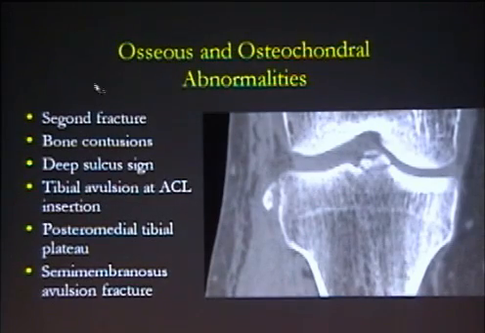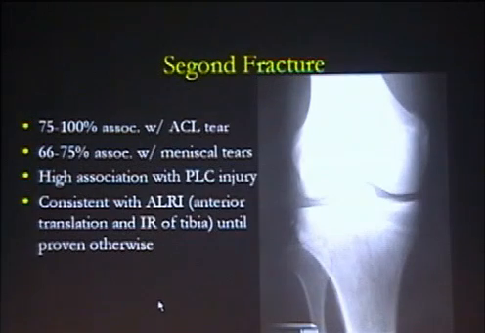All right, these injuries are more interesting, and I think are also more important to recognize when you're suspecting or you know you have an ACL injury. Segond fractures, an excellent radiographic clue to the presence of ACL injury. Bone contusions, the deep sulcus sign. Tibial avulsion of the ACL insertion, like we see here, is most commonly seen in children. Here's a Segond. Posteromedial tibial plateau injury, and semimembranosus avulsion fractures.